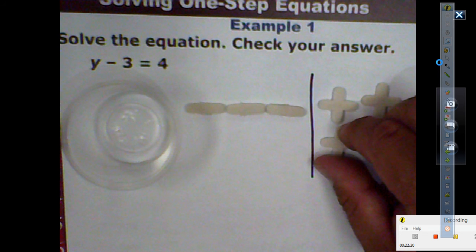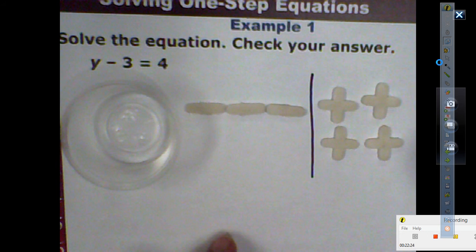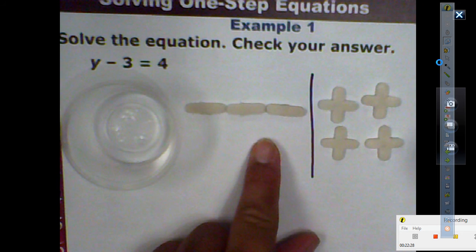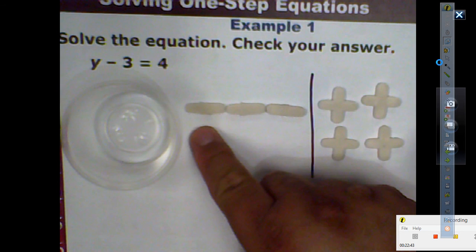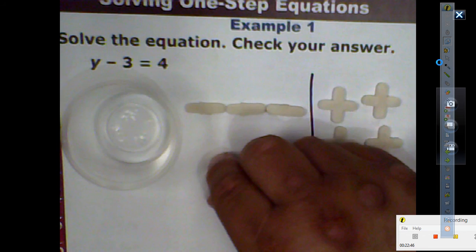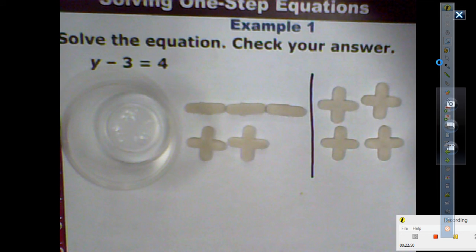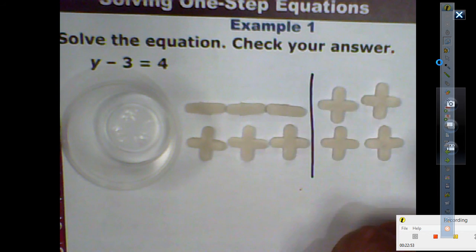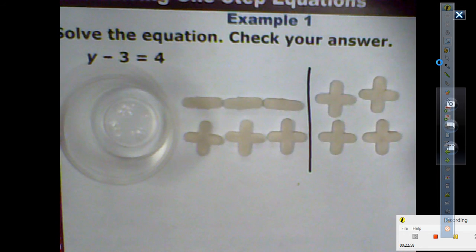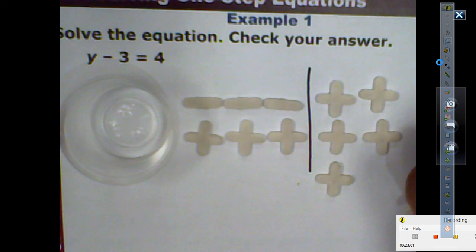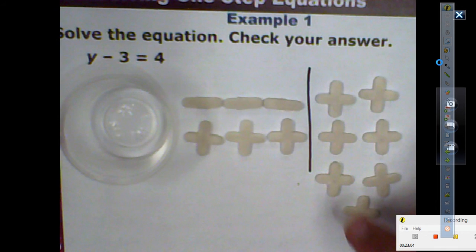Okay. So now, looking at these tiles, how do we cancel these 3 negatives? Tell your neighbor, please. How would we cancel those? I heard 0 pairs. Who said 0 pairs? Right? We can do 0 pairs. So how can we do 0 pairs for this one? We need a what? How many? 3 positives. So we're going to put 3 positives underneath. 1, 2, 3 positives. But since this is a balanced scale, whatever we do to one side, we do to the other side. So we're going to add 3 positives to the other side. 1, 2, 3. There it is.